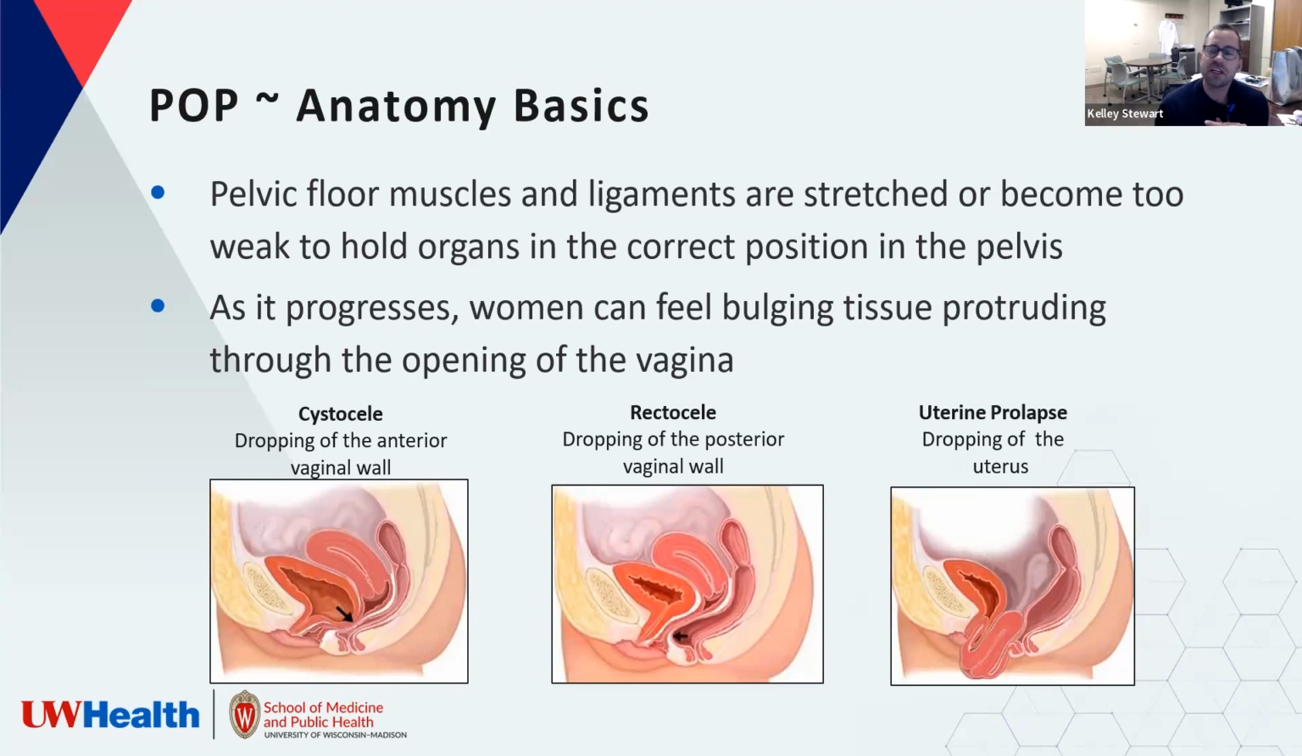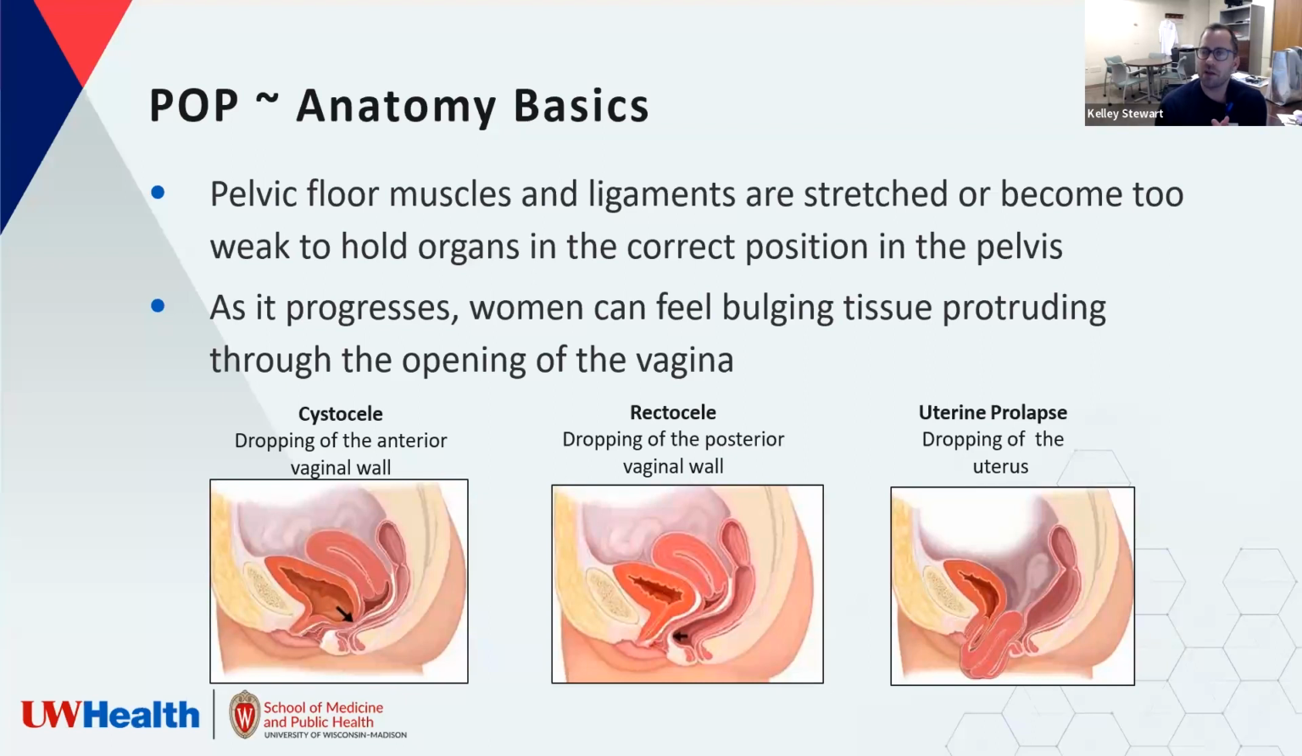There's different types of pelvic organ prolapse. When the bladder falls, we call this a cystocele. When the rectum falls, we call it a rectocele. And when the uterus is falling, we call that uterine prolapse.